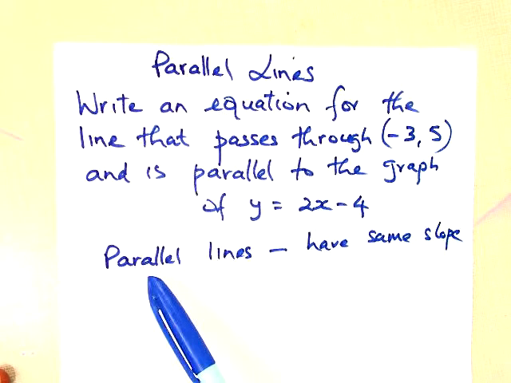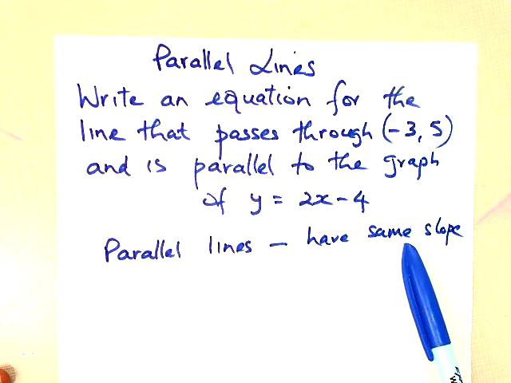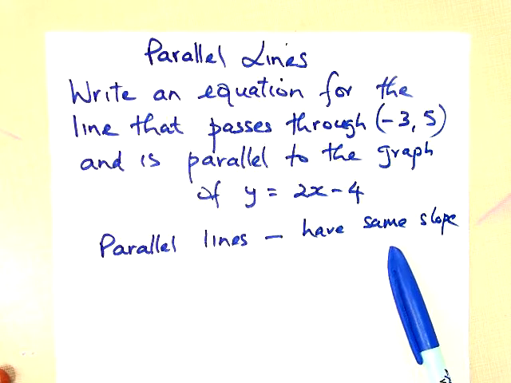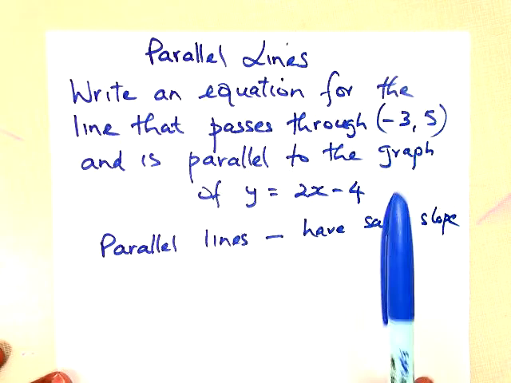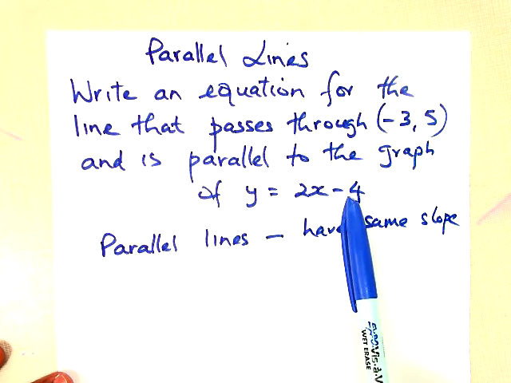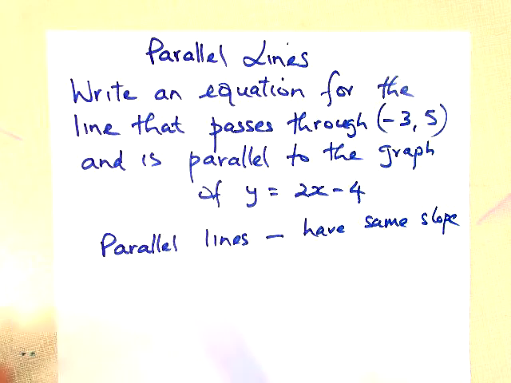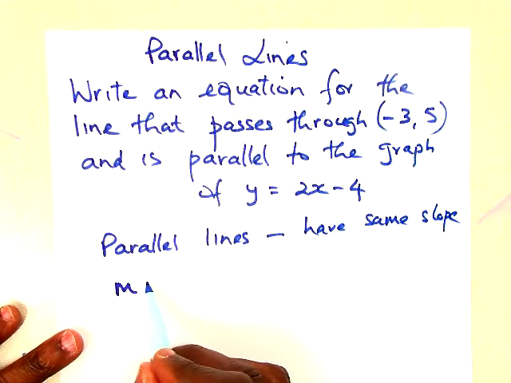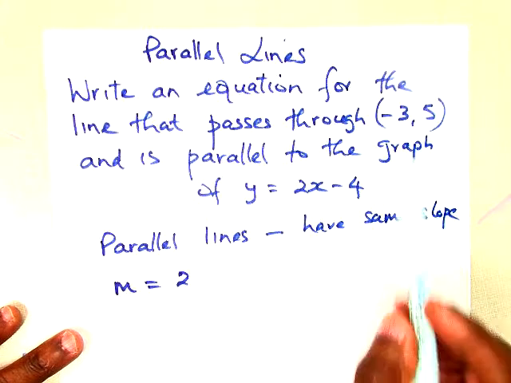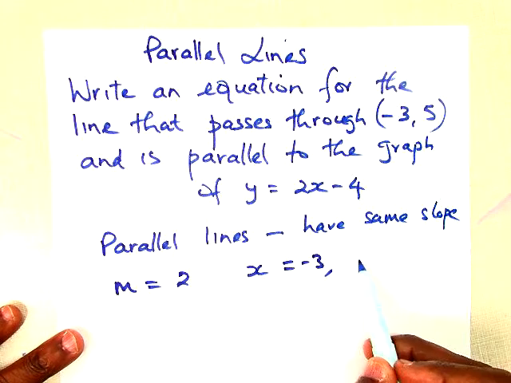We know that all parallel lines have the same slope, especially non-vertical parallel lines. So all non-vertical parallel lines have the same slope. So if I want to write the equation for the line that's going to be parallel to y equals 2x minus 4, since this line has a slope of 2, I know any line parallel to that will also have a slope m equal to 2. The line passes through the point (-3, 5), so x is -3 and y equals 5.